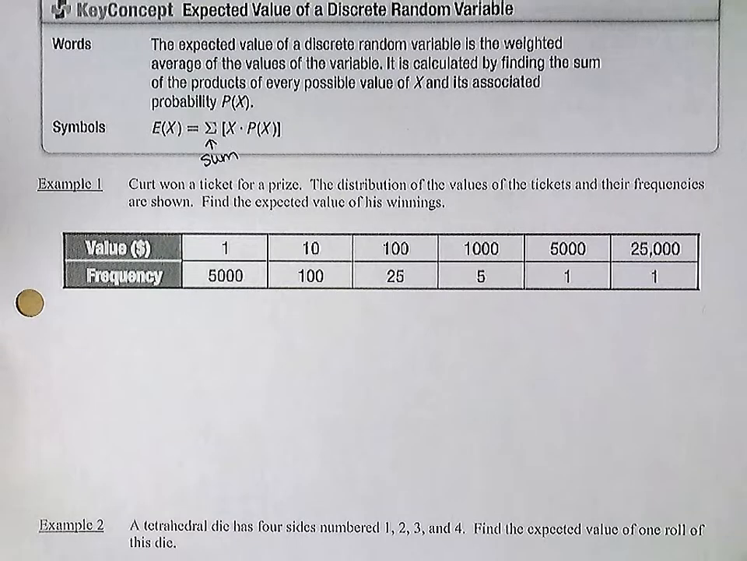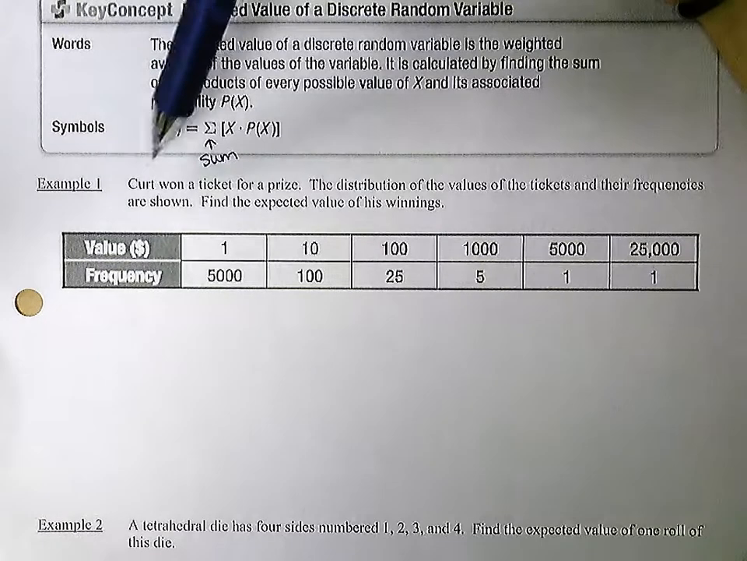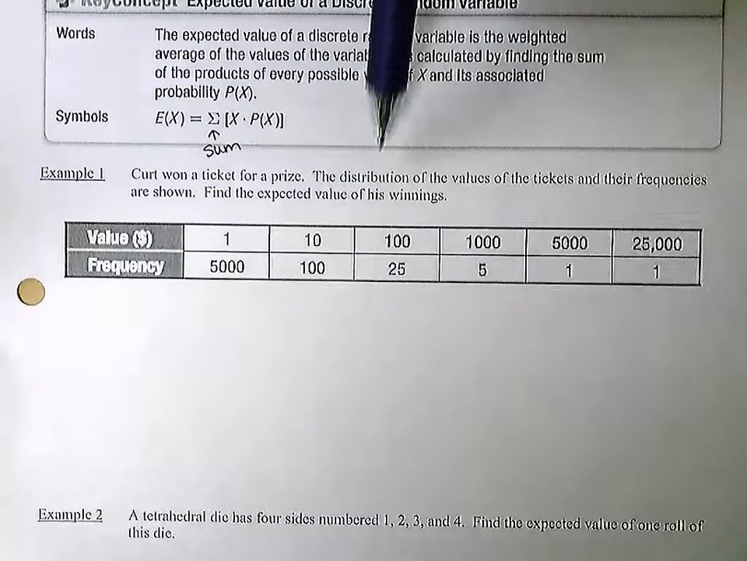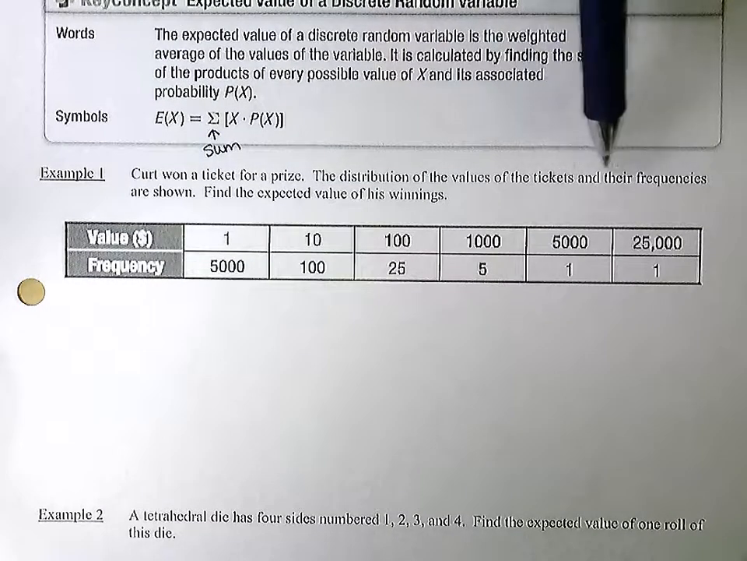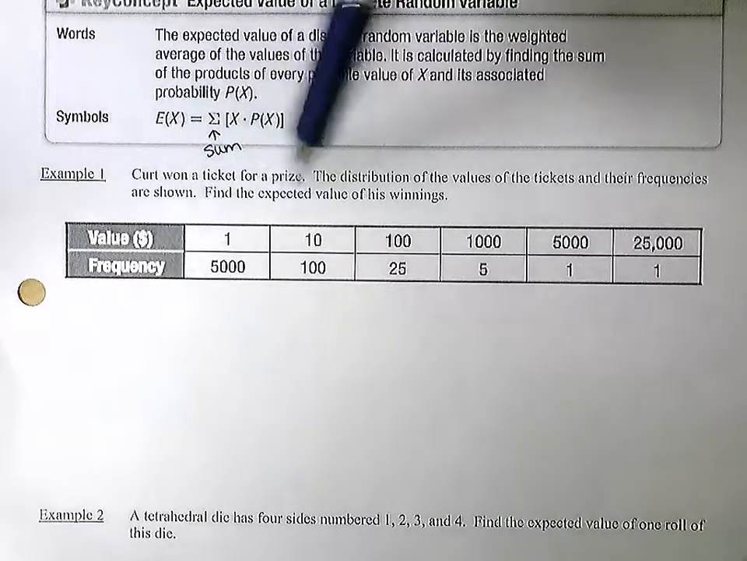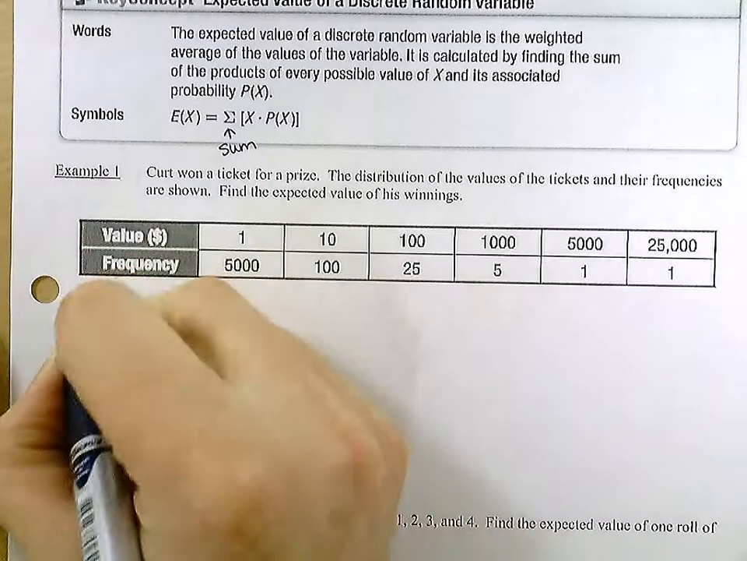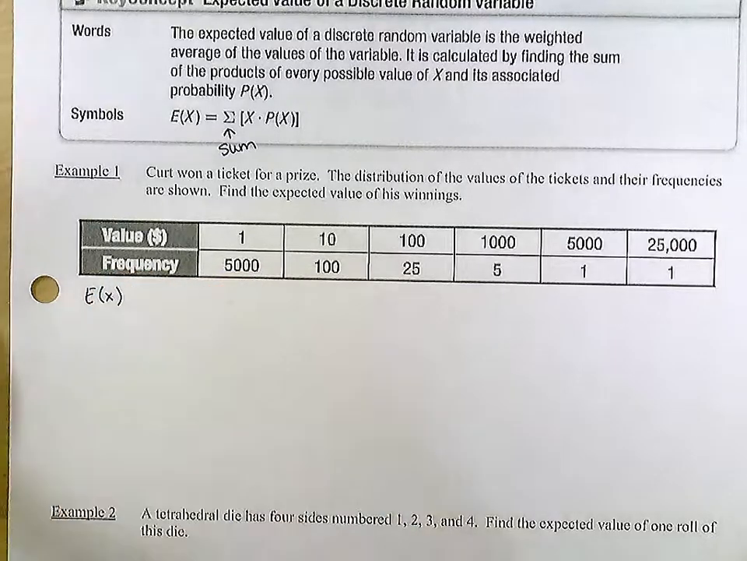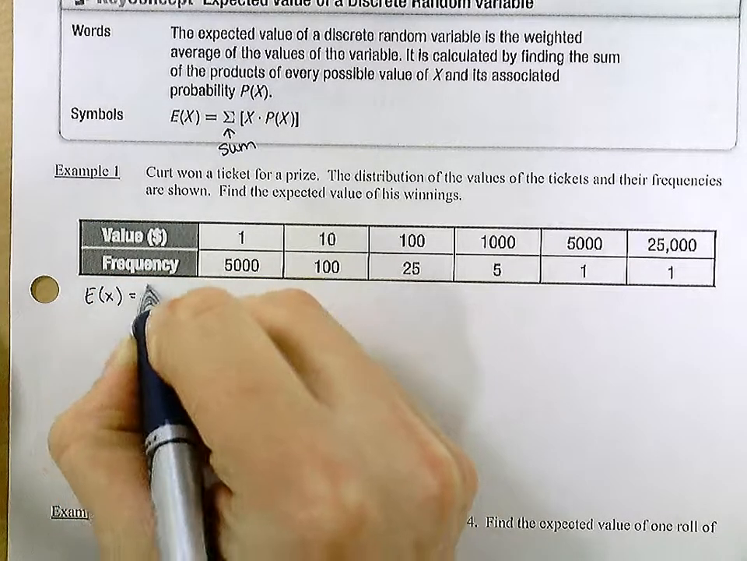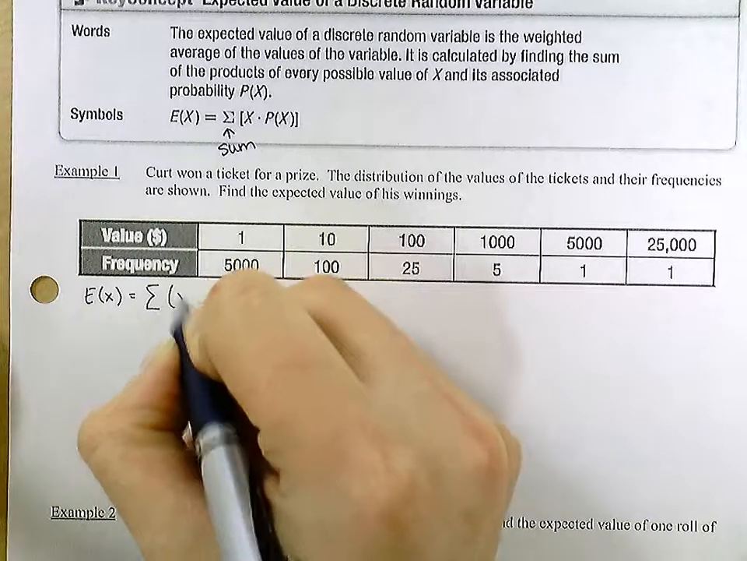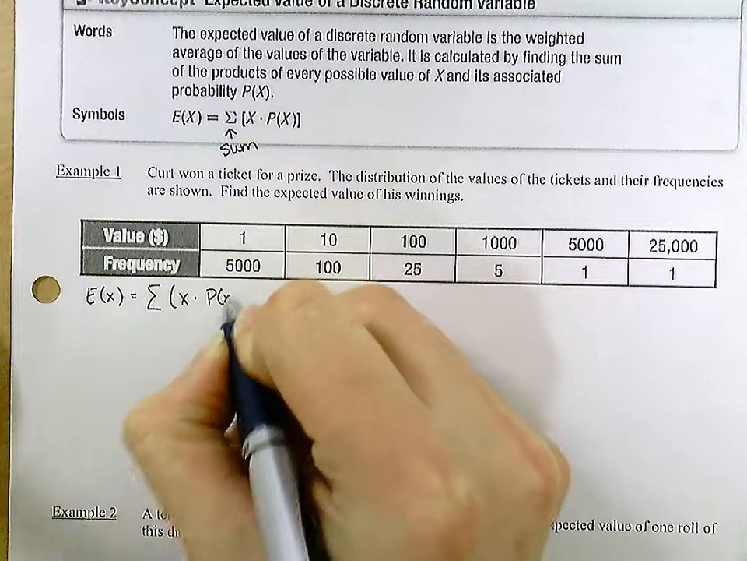All right, so in example 1, we are going to find the expected value for this chart here. Kurt won a ticket for a prize. The distribution of the values of the tickets and their frequencies are shown. We want to find the expected value of his winning. So to find our expected value, again, we're taking the sum of x times the probability.